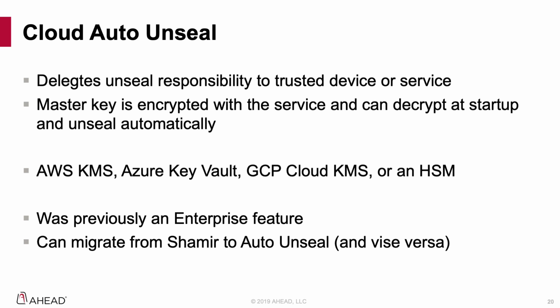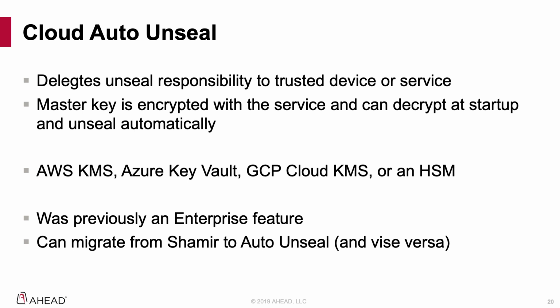In this case, once you restart Vault using Cloud Auto Unseal, the master key is automatically decrypted using that service, and Vault comes up in basically an unsealed state. So now you can use it again. Cloud Auto Unseal supports AWS KMS, Azure Key Vault, GCP Cloud KMS, or actually a physical HSM, if you're using it. So if you have Vault deployed on-prem, you can use a device like that.